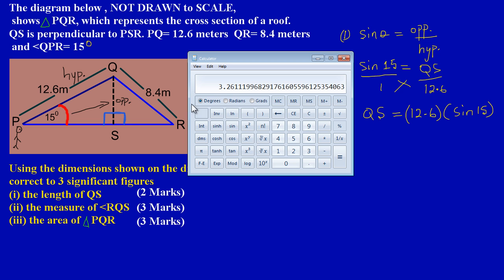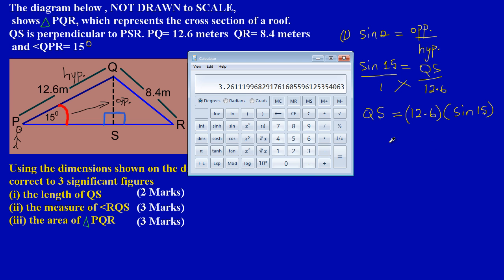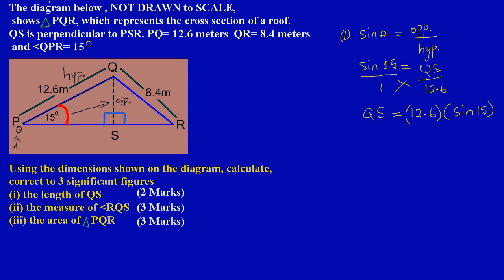3.261. However, there is a very important note here. If you notice right here, they said that we should write our answers to 3 significant figures. So let's pull back that digit. Here we had 3.2611, and I wrote that down up to 4 decimal places. Now they said they want it to 3 significant figures, and this is very important.